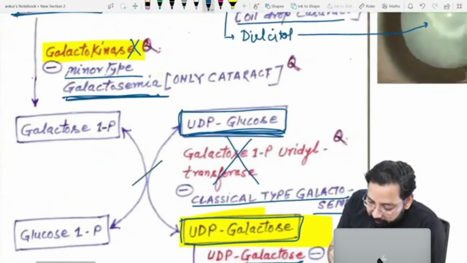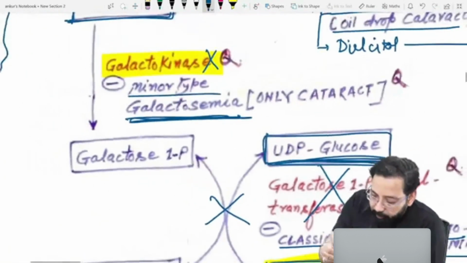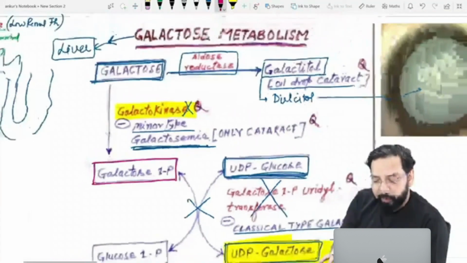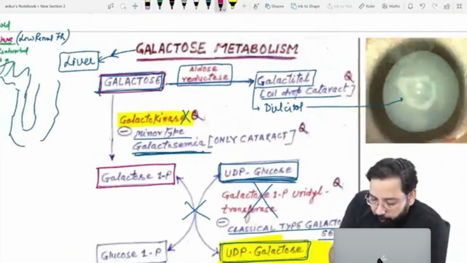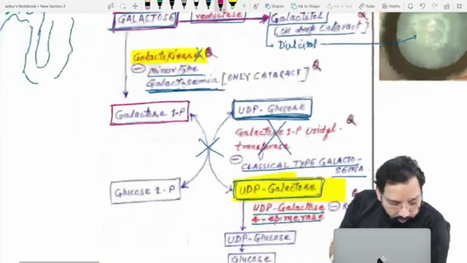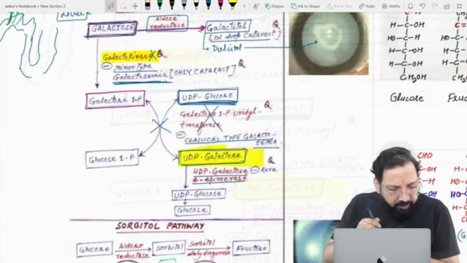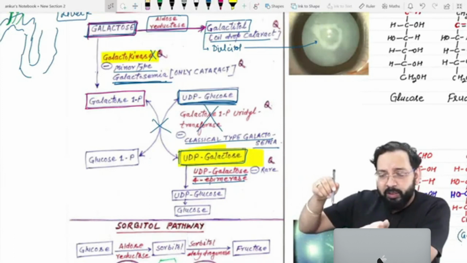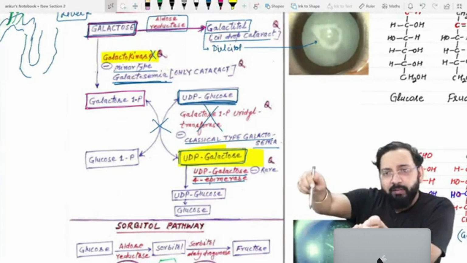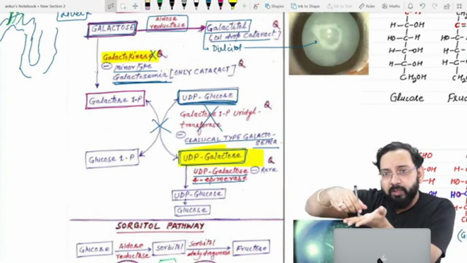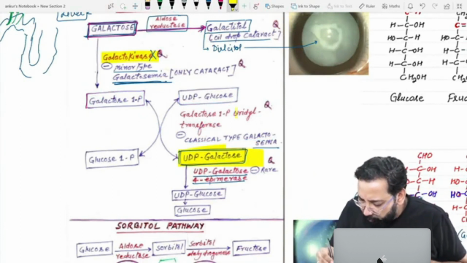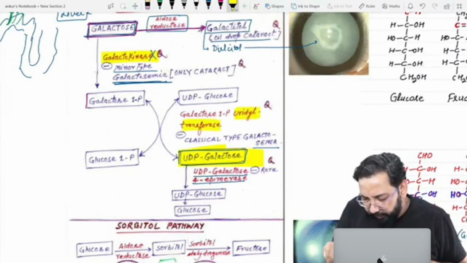If this enzyme is deficient, then galactose 1-phosphate will accumulate, and galactose will also accumulate. Galactose will be converted to galactitol. Suppose this is galactose and this is UDP. Now I want to attach galactose to UDP, so I will transfer galactose to UDP. That's why you can say uridyl transferase.